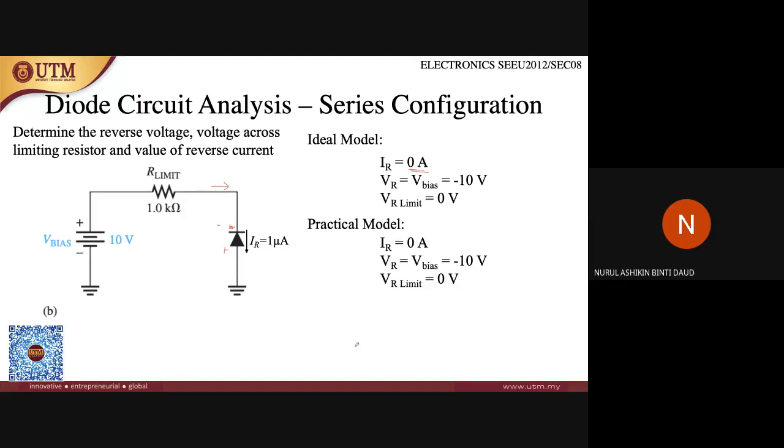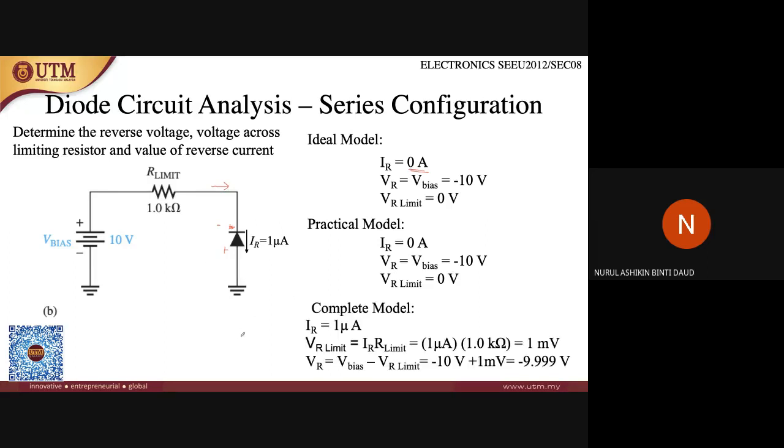So for the practical model, IR is 0, okay, 0. VR is equal to V bias, also minus 10 volts. And V across the limiting resistor is also 0 volt. So ideal and practical are the same for the reverse diode condition.